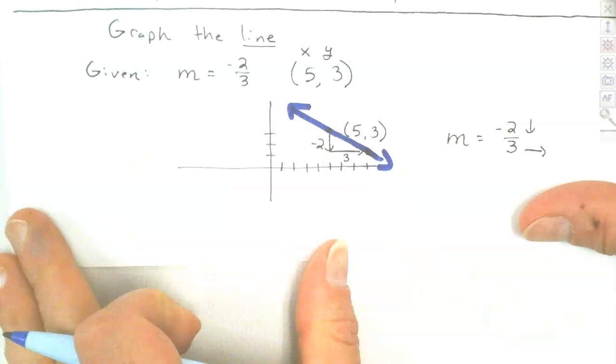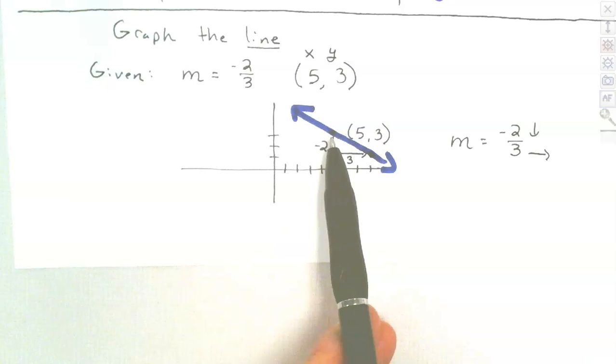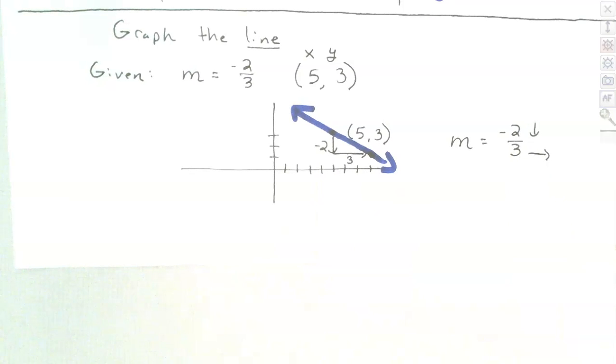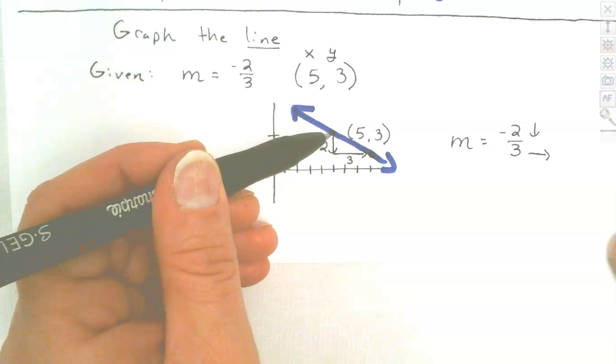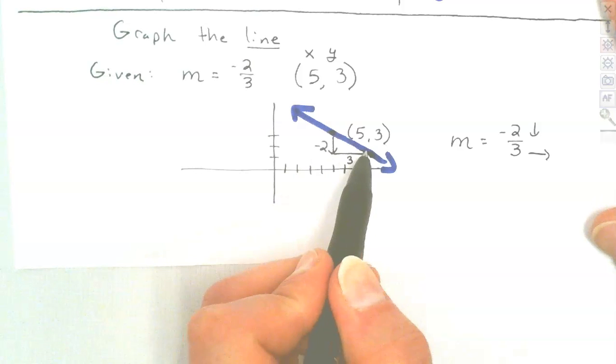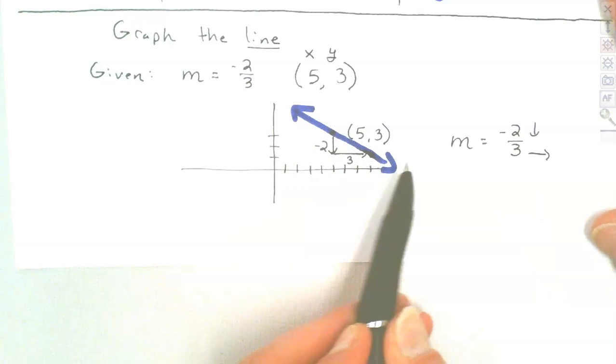So all you do is simply plot your point and then move with your slope. So we started at (5, 3). Our slope was a minus 2/3. So what did we do? We went down 2 units, and then we went to the right 3 units. So plot your point, and then go up or down, and then over.